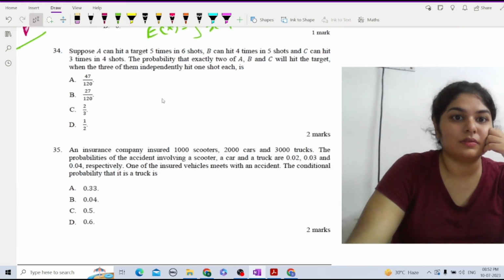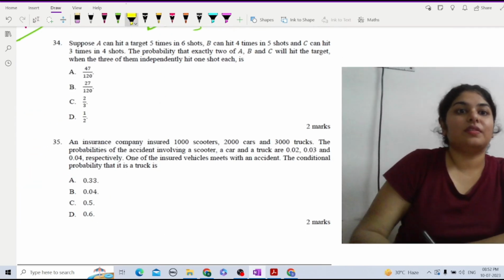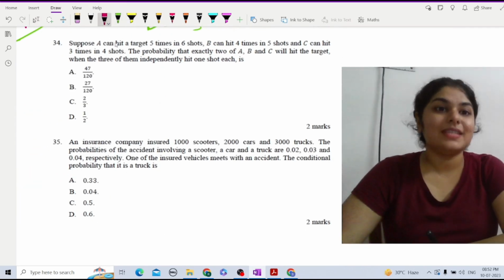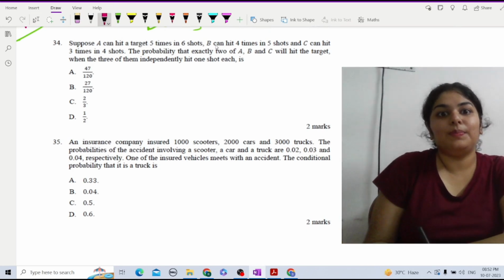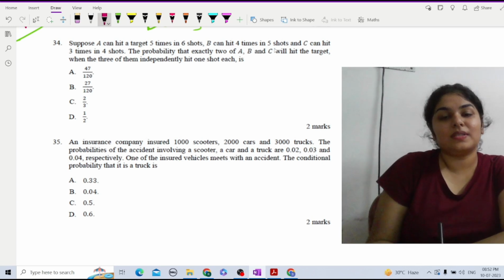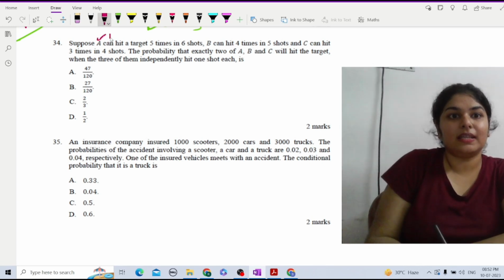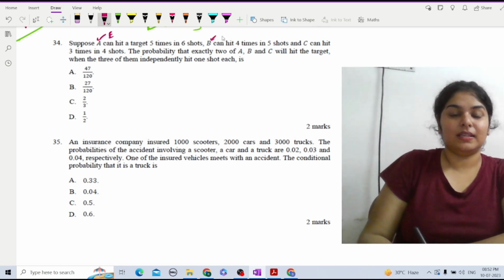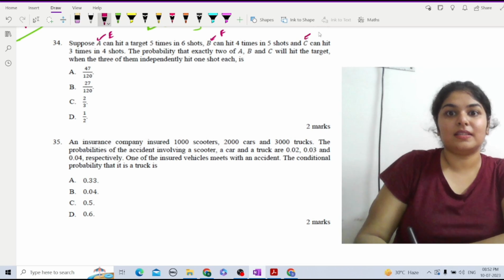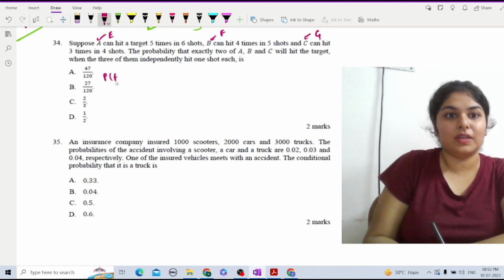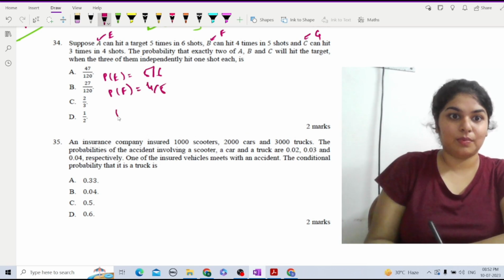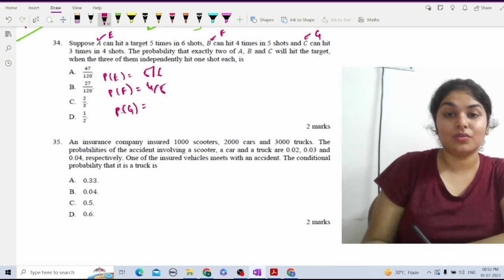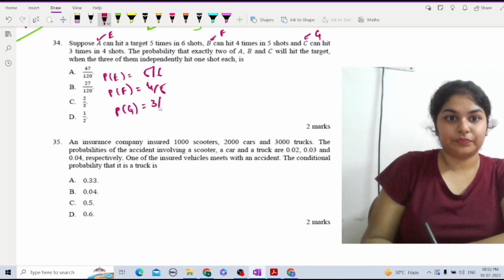Next question. Okay. So this is a question from probability. Suppose A can hit a target 5 times in 6 shots. B can hit 4 times in 5 shots. Let's say A can hit is event E, B can hit is event F, and C can hit is event G. So probability of E is equals to 5 by 6. Probability of F is equals to 4 by 5, and probability of G is equals to 3 by 4.